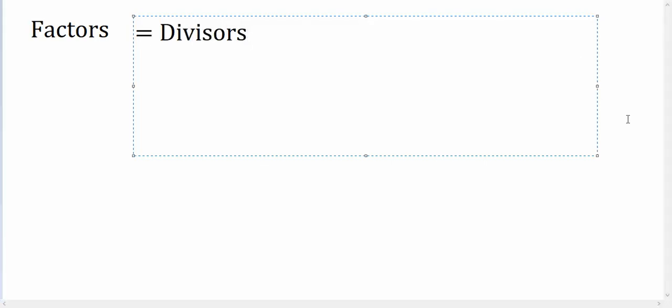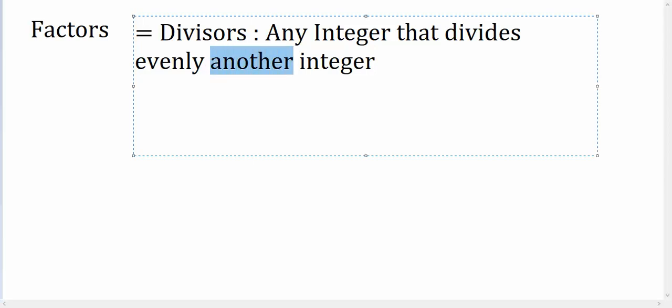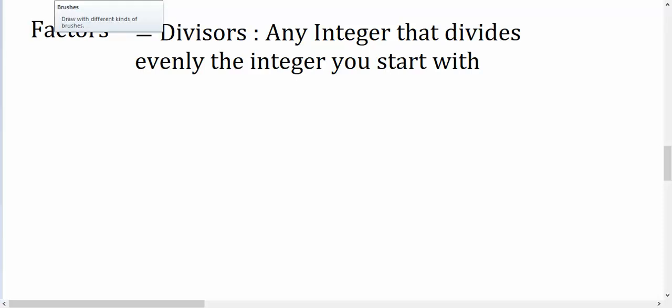Factors and divisors mean the same thing. And what do they mean? Well, any integer that divides evenly another integer, or I should say the integer that you started with. This will be clear in a second. The integer you start with. Okay, perhaps not the most clear definition. I'll give you that.